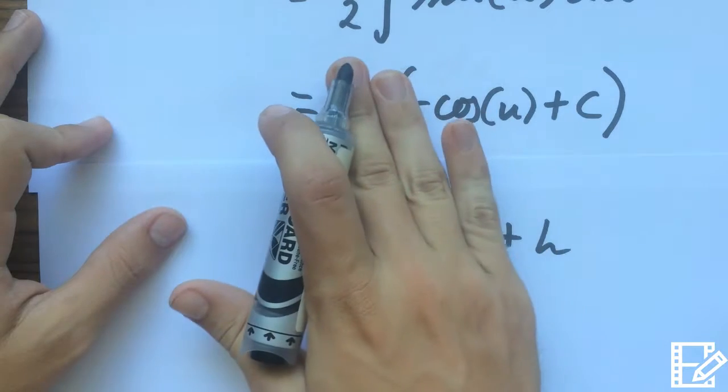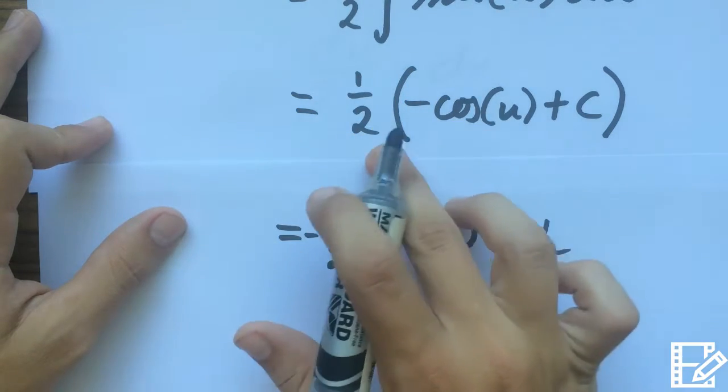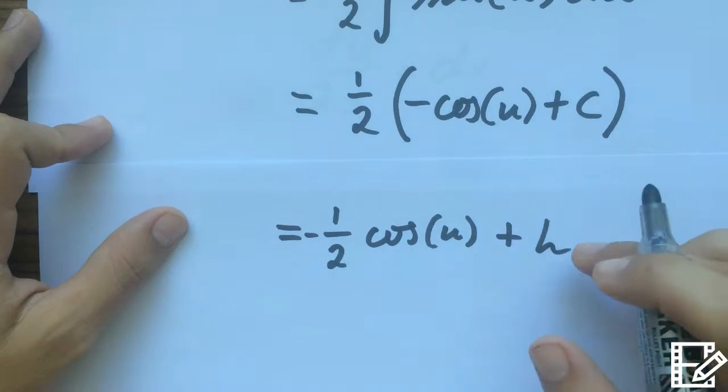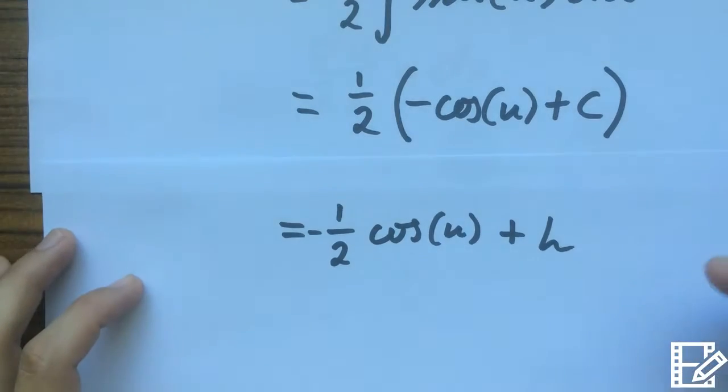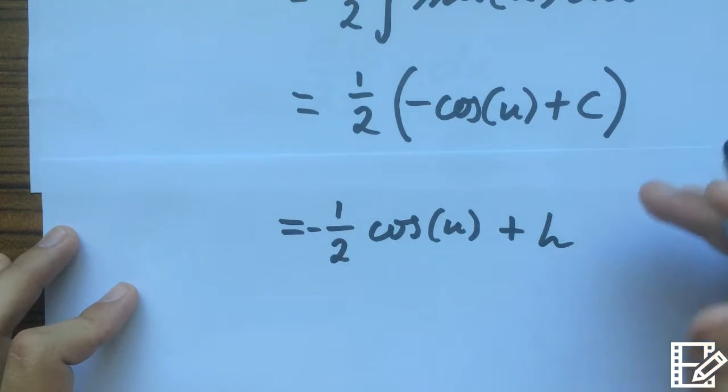If we weren't multiplying it by half, we would leave it just like that. But because we are multiplying this and that by a half, changing the letter shows that it's not the same. We still don't know what it is, but it's not the same as c.